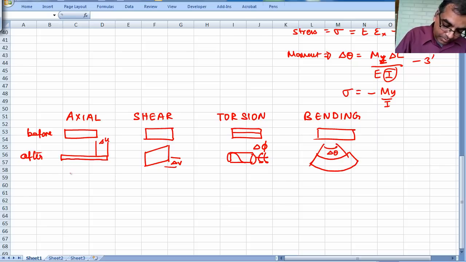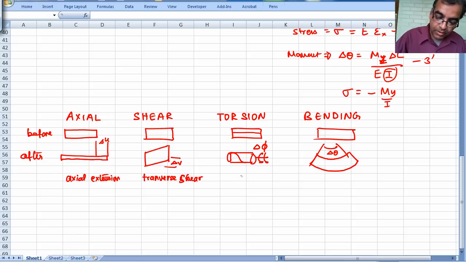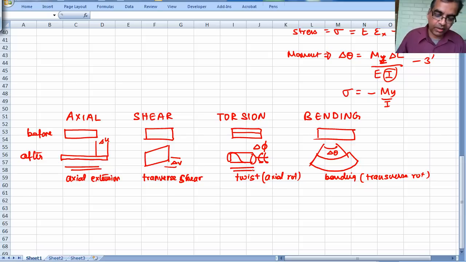So the names are axial extension, transverse extension or shear. This is called twist. This is called bend or transverse rotation. Notice that these two are related because they are both axial. These two are related because they are both transverse.